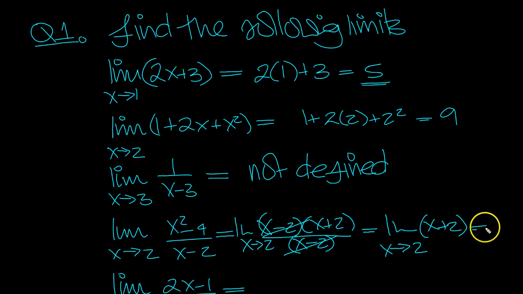And that will be 4. So as x tends to 2, it gets very, very, very close to 2. This will have the value 4.